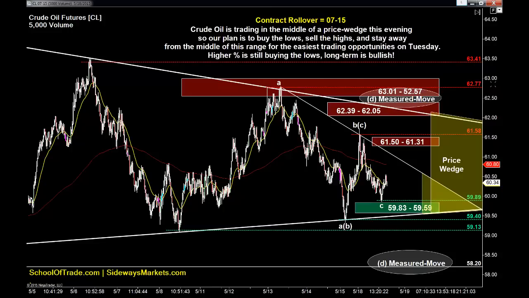All right, wrapping up the Monday evening newsletter with some crude oil. What are we going to do with this thing, man? What are we going to do with this chart? Look at this chart.